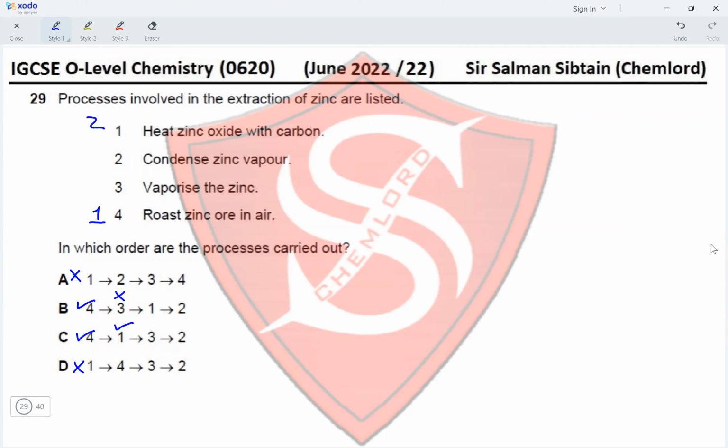Let's continue. Next, after we heat zinc oxide with carbon, we would vaporize the zinc so that it is free of impurities. So step 3 remains step 3, which is there in option C. And finally, after the zinc vapor has been separated, we will condense it in order to obtain pure zinc metal. Therefore, process 2 becomes process 4, making option C the correct option for this question.